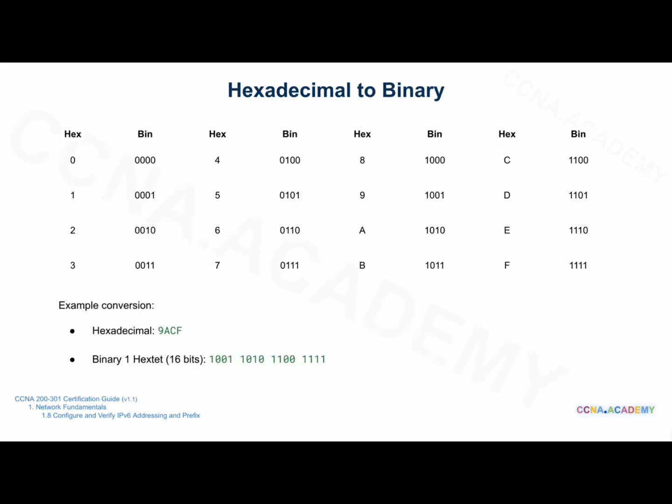To read or calculate IPv6 values, remember that every hex digit equals 4 bits. For instance, the hex value A converts to binary as 1010 and F as 4 ones. 9ACF is one 16-bit hextet, and when you stack 8 of them together, you get the full 128-bit IPv6 address.